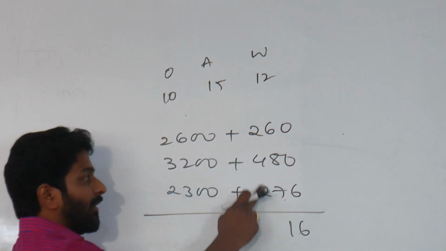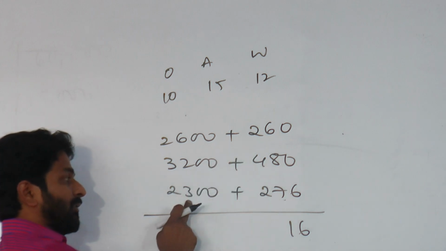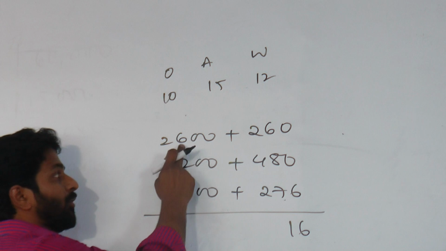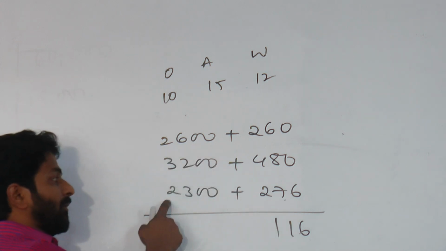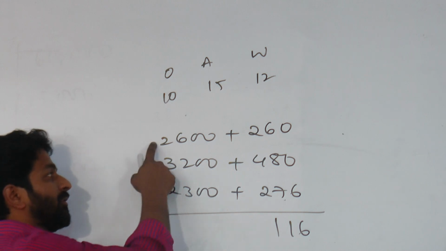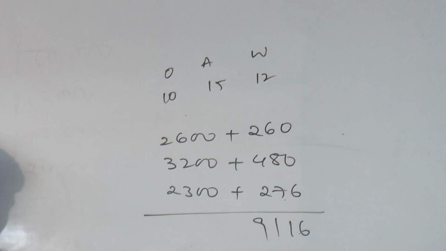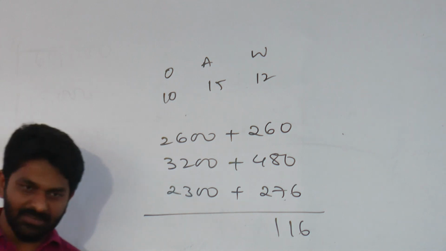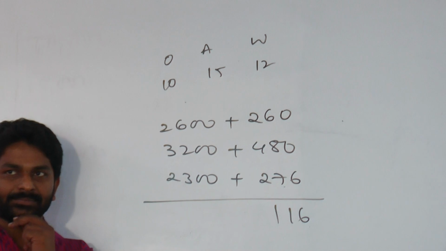400, 800, 1000, 1300, 1500, 2100, 4, 6, 9. I think you are done, right? There is only one option which ends with 160. 9116.